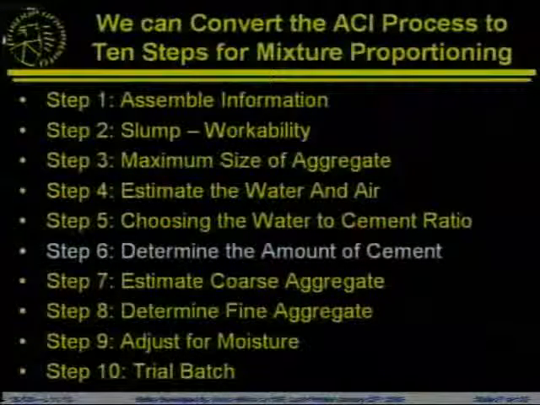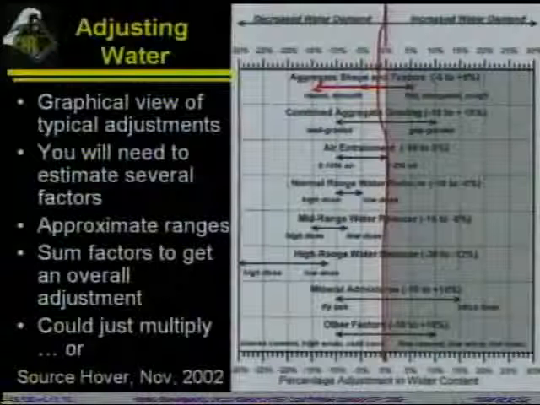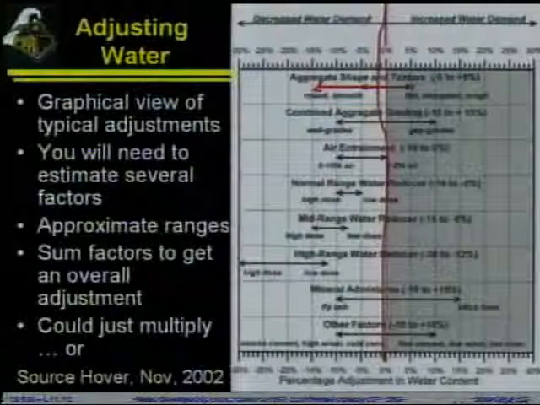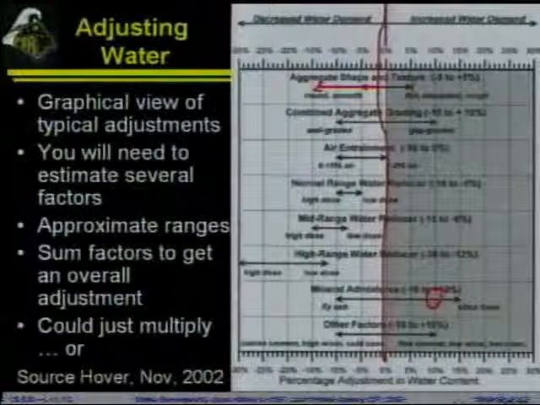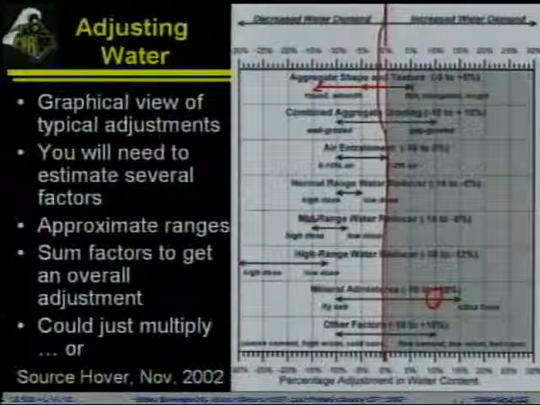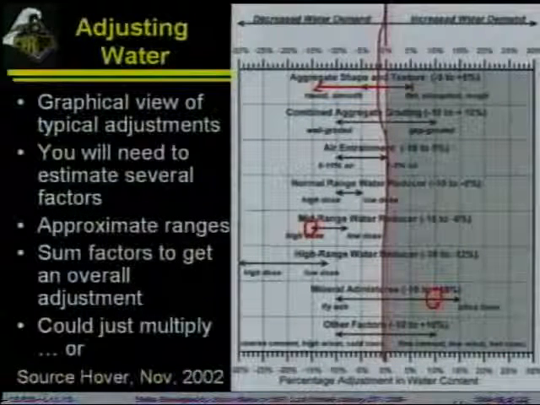Question? Are those able to balance out each other on the other side? Like, let's say I've got silica fume, which may increase by 10%, and I use a mid-range water reducer, and that decreases by 10%, I come back.